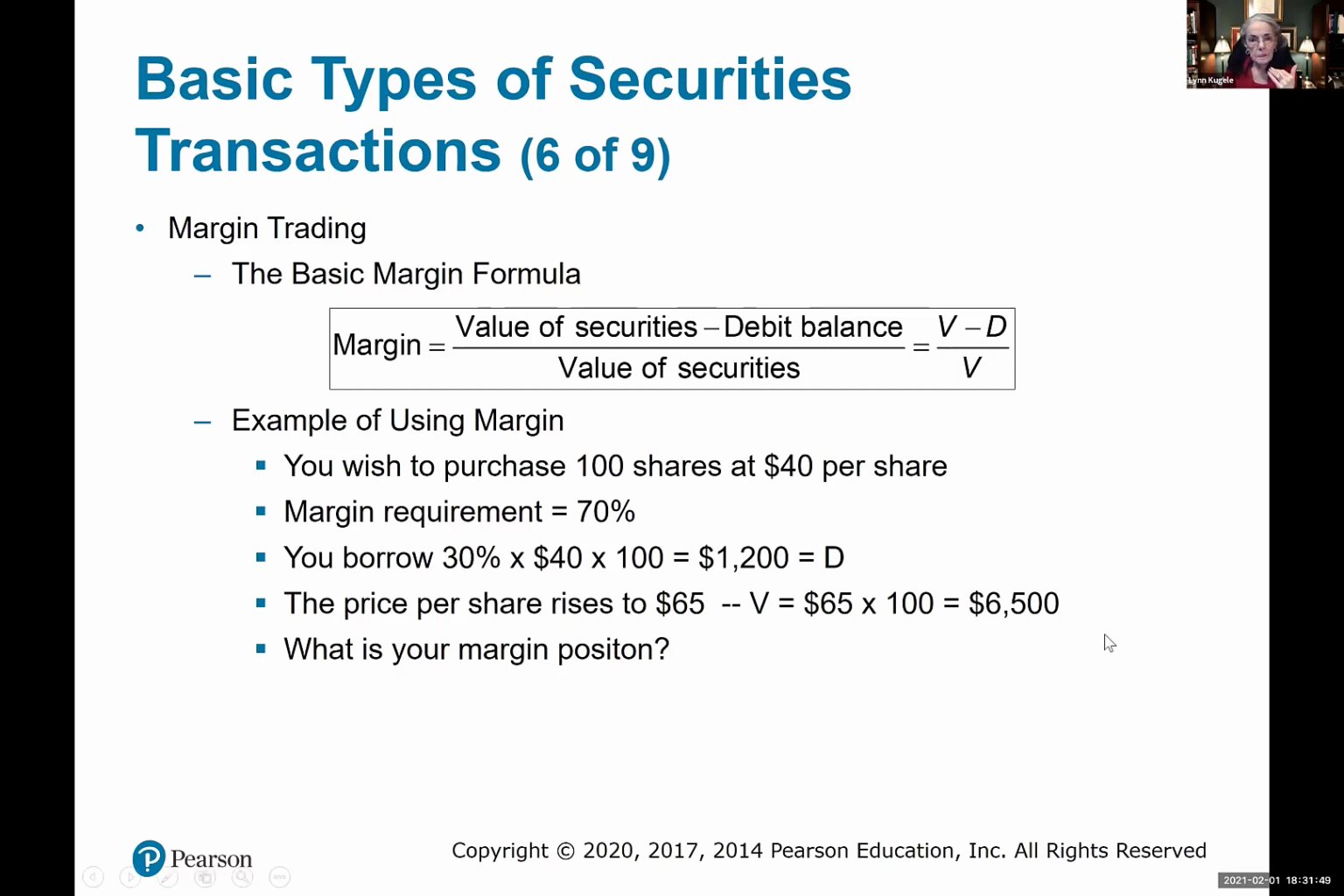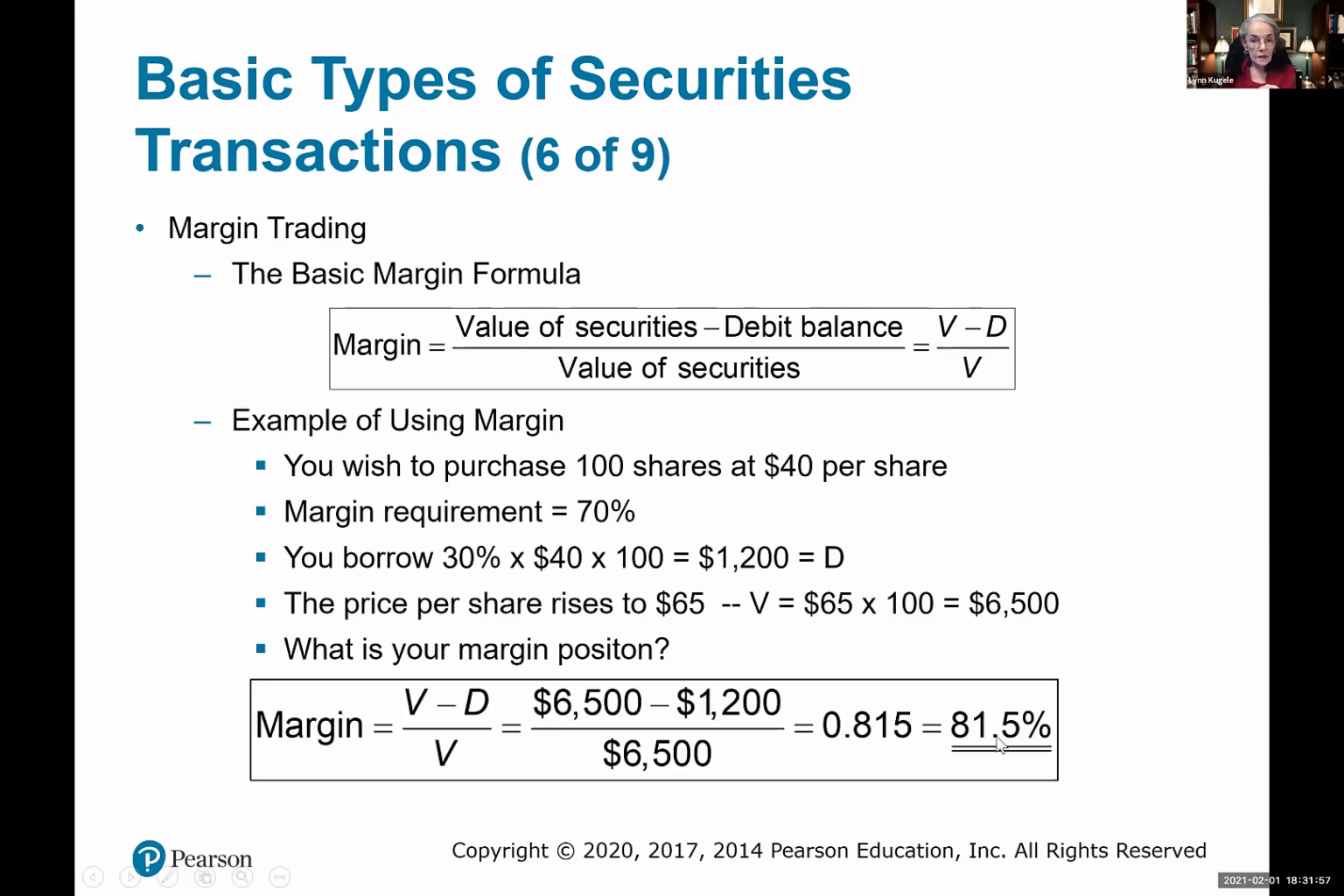That's D. The price per share rises to $65, so your value is now $6,500. What's your margin position? Plug all those in. Margin requirement is 70. You're at 81.5, so you're in good shape.